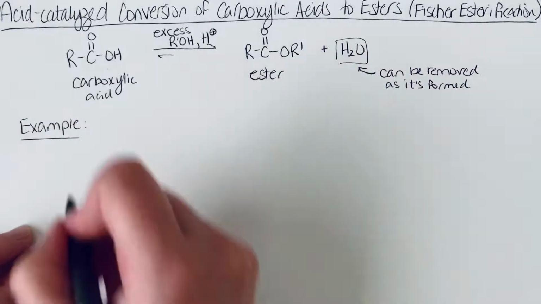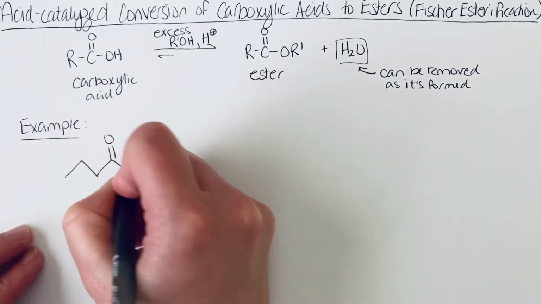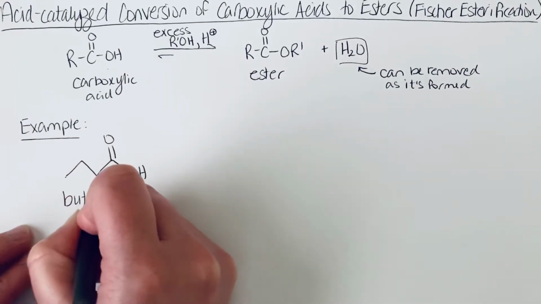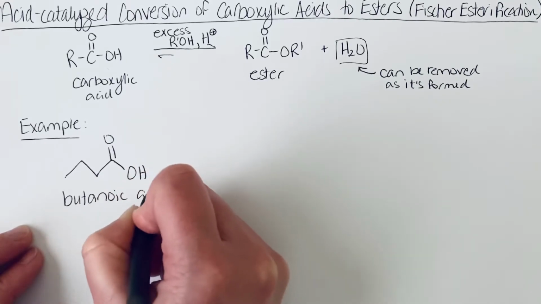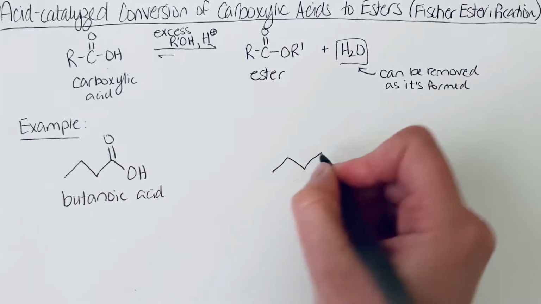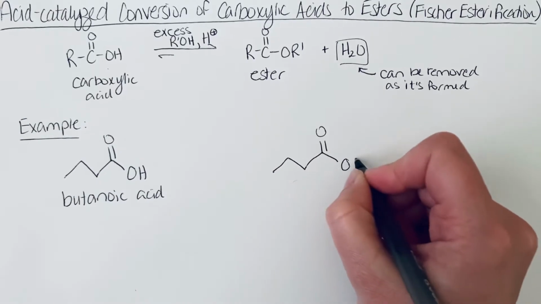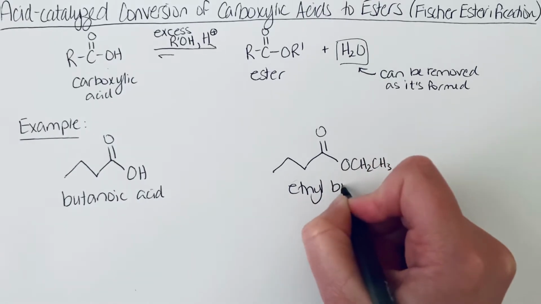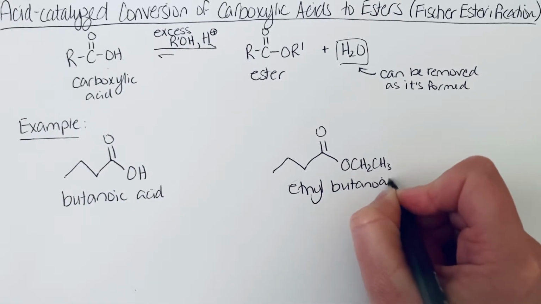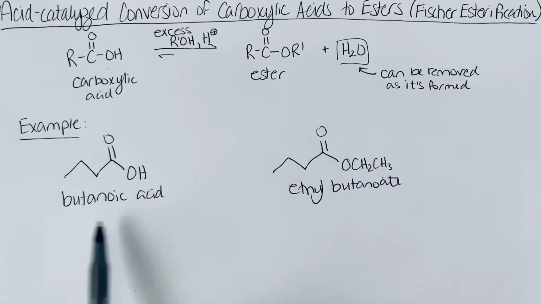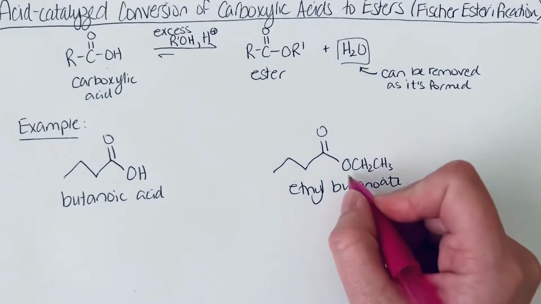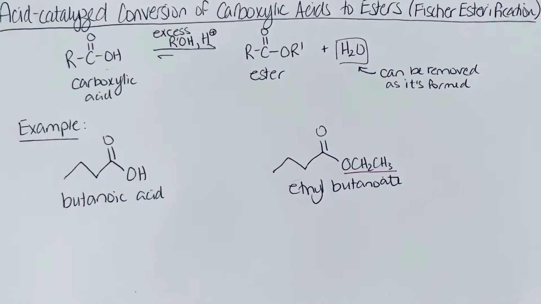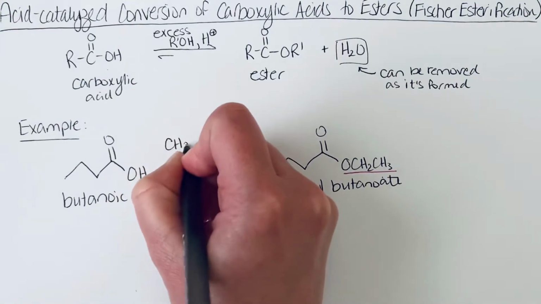So let's say that we are starting with this 4-carbon atom carboxylic acid, so 1, 2, 3, 4. So this is butanoic acid. And let's say we wanted to make this into the ethyl ester. So we'd want to be making this into ethyl butanoate. So in order to do this reaction, we want to recognize what we're adding, and we're adding this OCH2CH3, so that's going to be coming from the alcohol. So that tells us that the alcohol that we want to use here is ethanol.